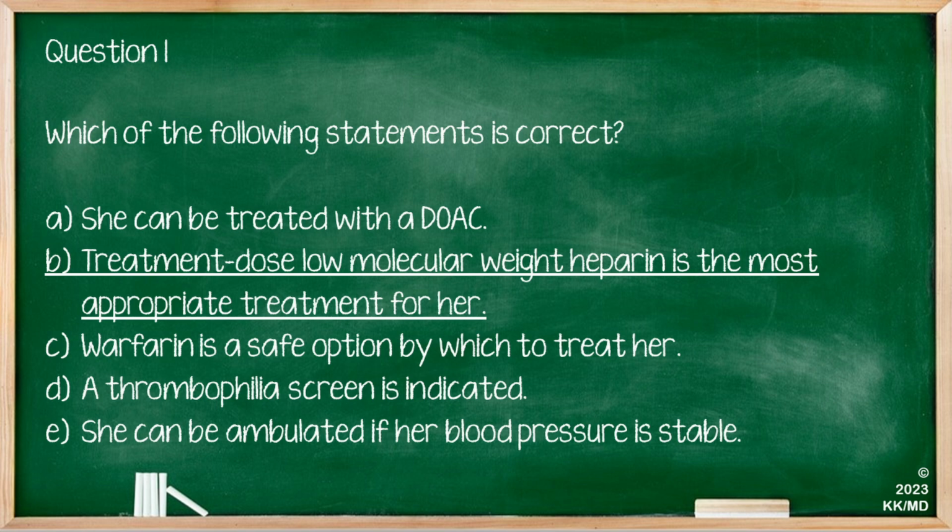It's important to remember in this case that she is postpartum and she is breastfeeding, and therefore automatically we cannot give her a DOAC or warfarin. A thrombophilia screen is not indicated here in this case because she has a confirmed risk factor. She has recently been pregnant, and it would be unsafe to ambulate her at this time, even if her blood pressure is stable, as she does have other risk factors.